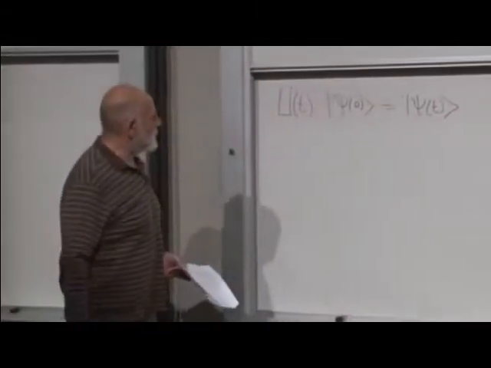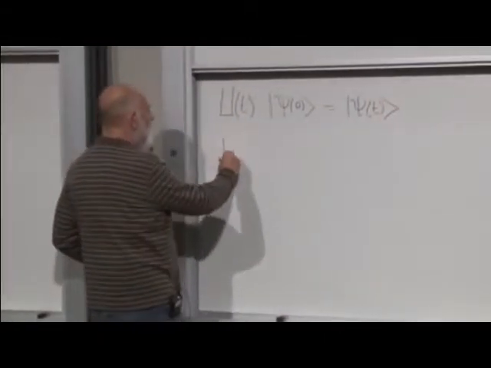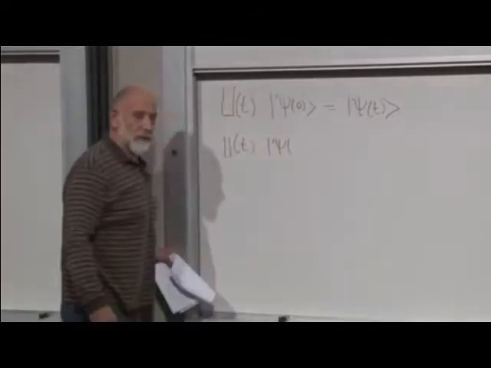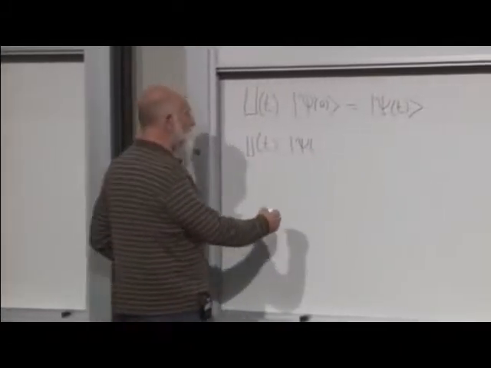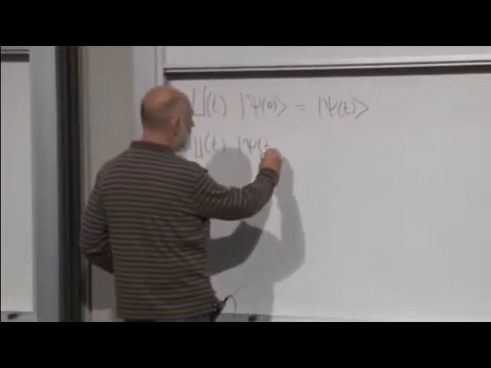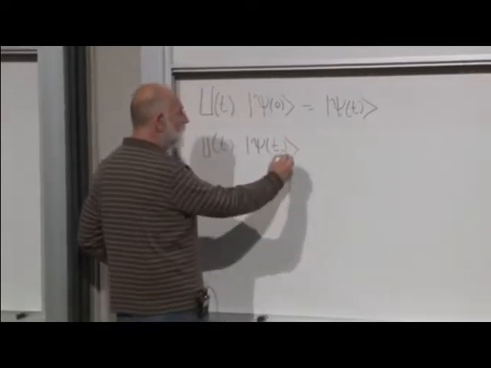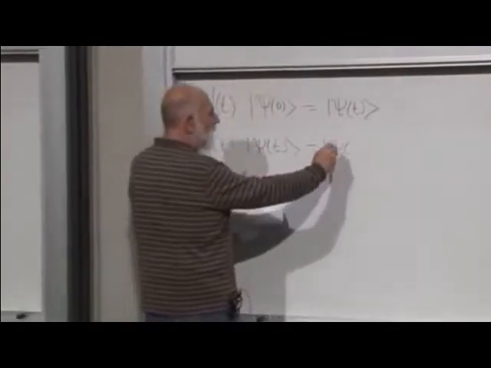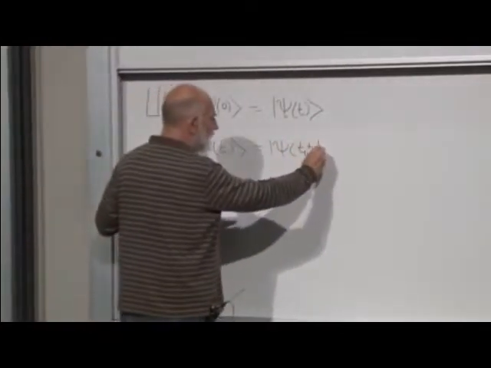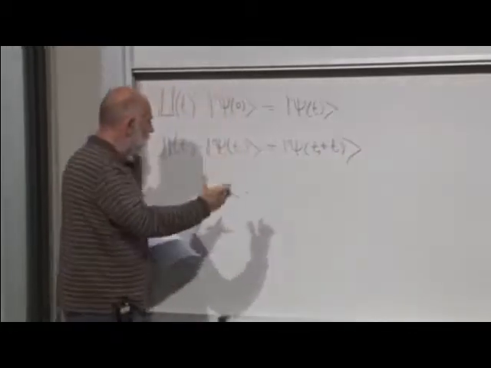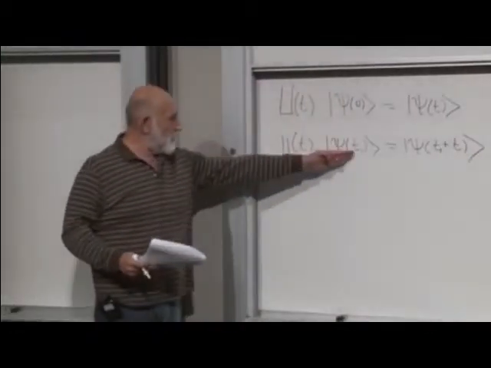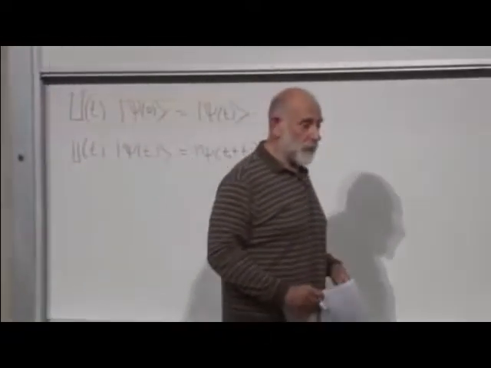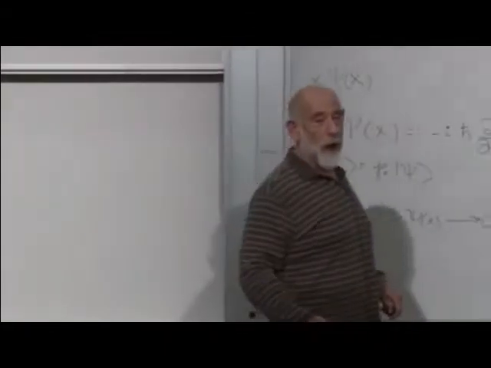It just updates the state. If it acts on some state which happens to represent things not at time 0, but let's say at time t1, then it takes you to the state at time t1 plus t. In other words, it represents the evolution of the system from t1 to t1 plus t. That's the notion of U. That's the notion of a time evolution operator.